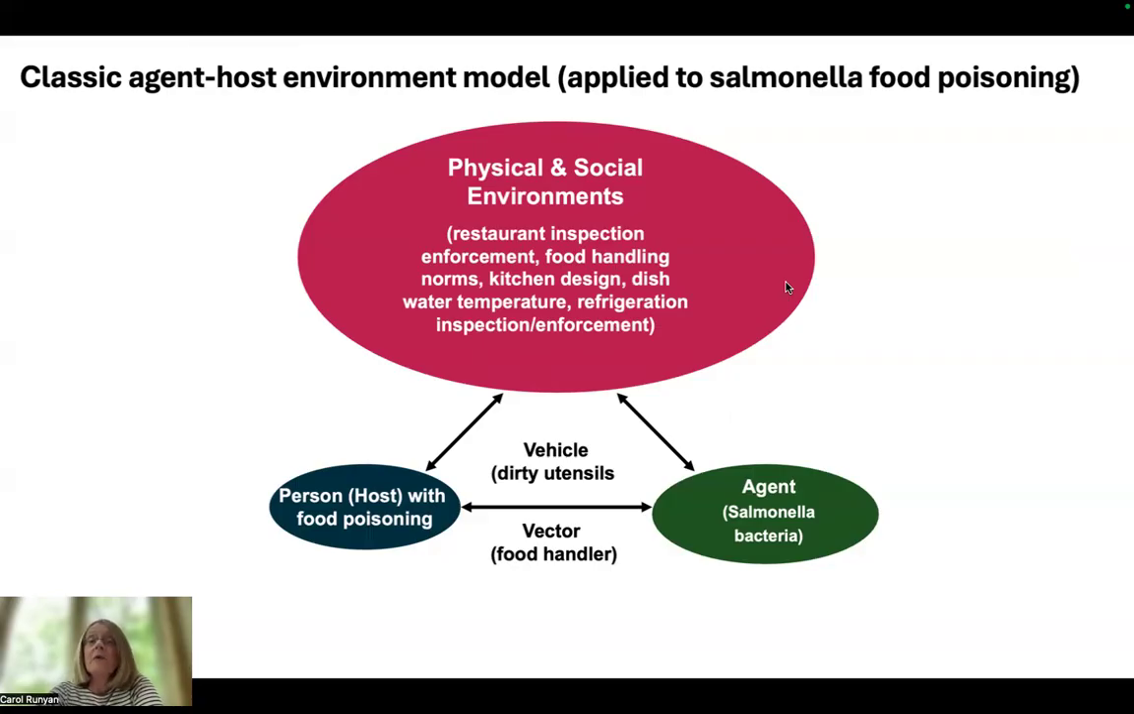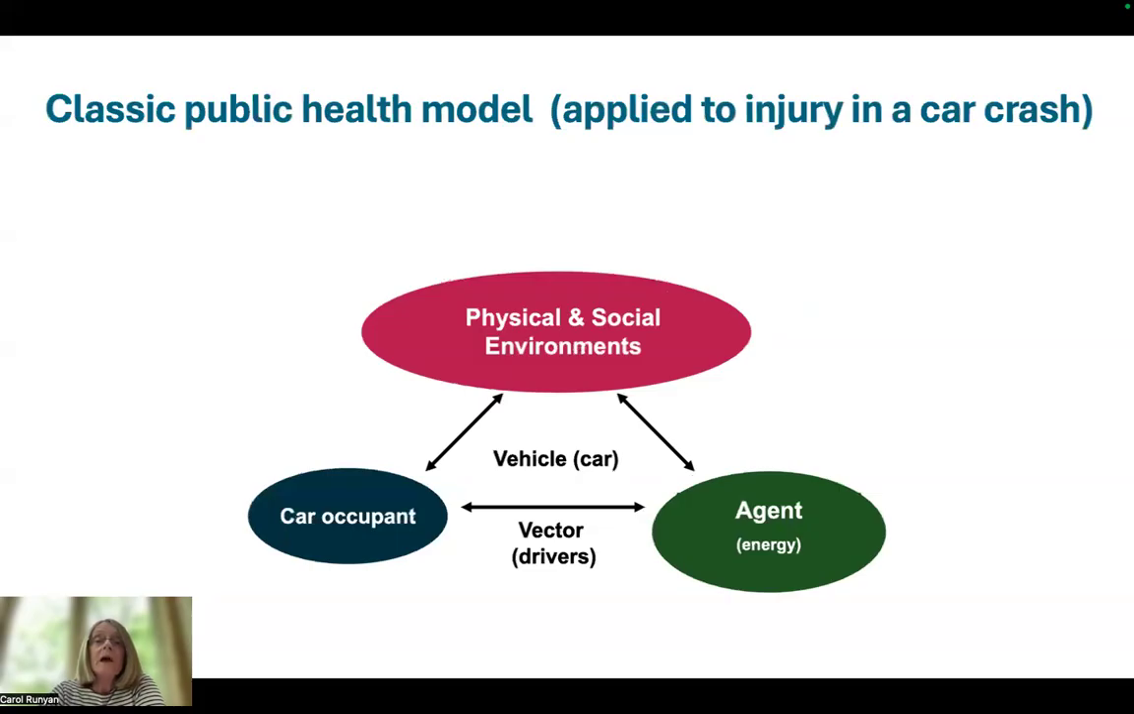Things like the enforcement of restaurant inspection, norms around food handling, the design of the kitchen, does it have sinks and hot water, refrigeration capacity, and the enforcement of laws about restaurant safety, for example. So that's an example in the infectious disease realm that is more familiar to many of us. Well, let's apply it now to the injury realm.